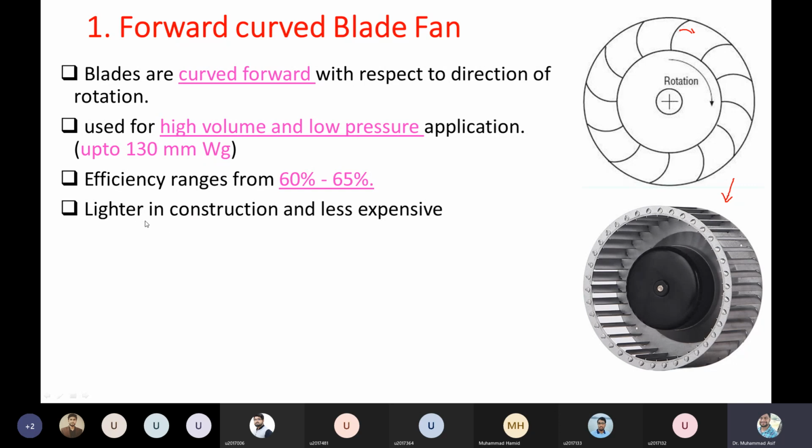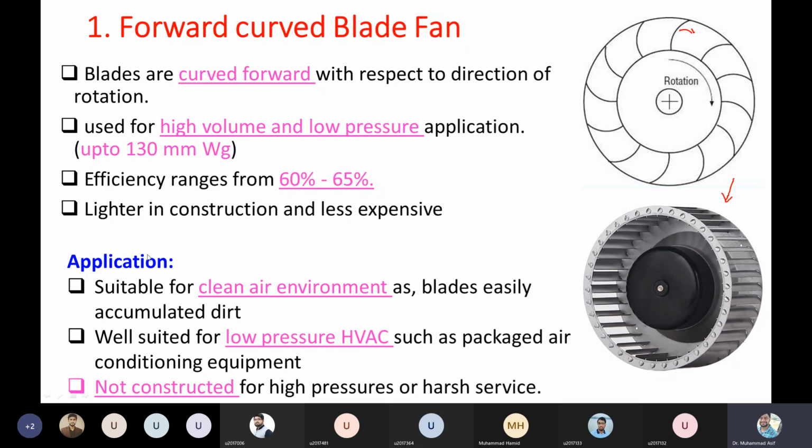And the advantage is they are lighter in construction and less expensive, right? They are mainly suitable for a clean air environment, as the blades easily accumulate dirt. As you can see on the blades, this type of blade can accumulate dirt very easily. So maintaining the fan is a headache. Cleaning is not so easy.